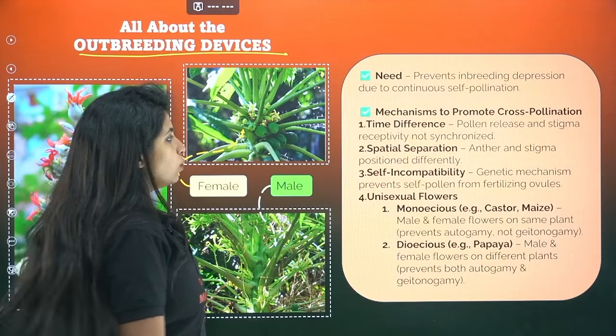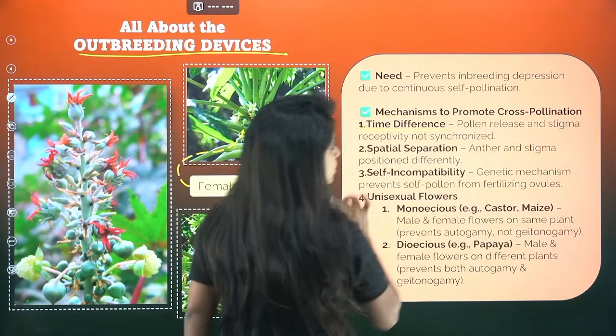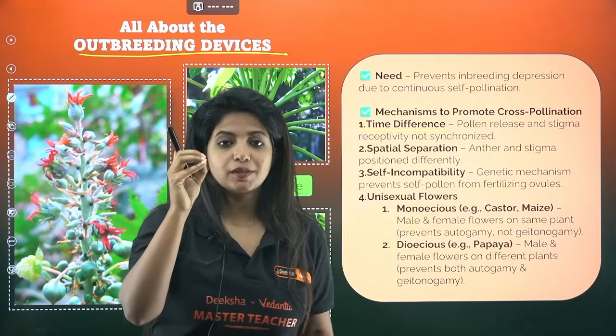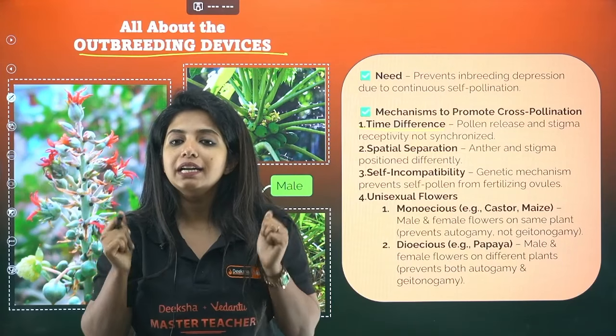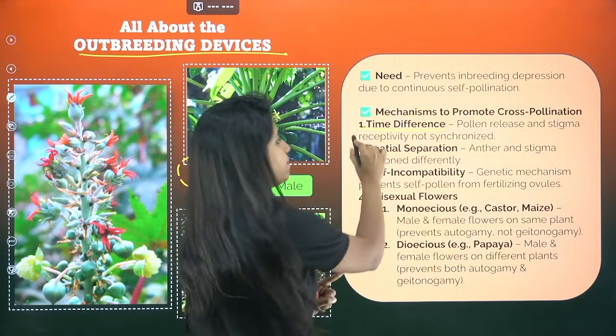Okay. One such device is time difference. Basically, pollen release happens, but the stigma is not receptive. So even if the pollen grains land, the stigma is not receptive to take them up. That is one thing. Time difference.